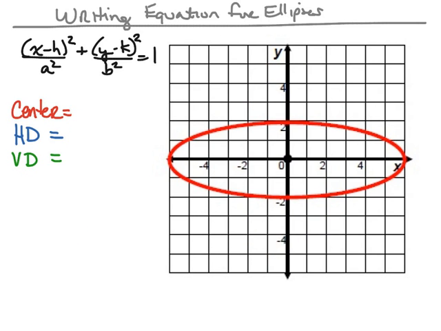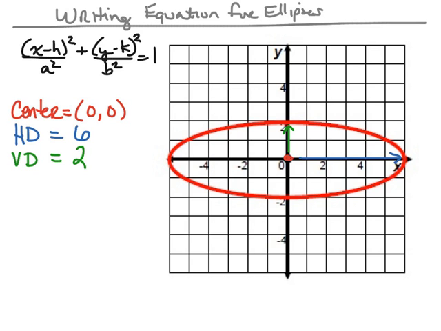Alright, next ellipse we have. First thing we're going to do again is we're going to find the center of the ellipse. So here's the center, and that again is the ordered pair 0, 0. Now what we're going to do is find the horizontal distance, the distance from the center to this point over here called the vertex. So we got 1, 2, 3, 4, 5, 6 units, so the horizontal distance is 6. Now we're going to find the vertical distance, the distance from the center up to this point here, and that's a distance of 2 units.